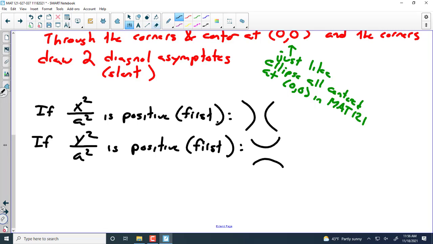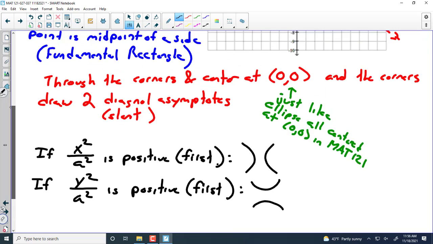The hyperbola either opens left and right, or the hyperbola opens up and down. One of those two things. The way you know which way it opens is by looking at which term came first. If it was the x squared term that came first, it was the positive term, then you're going to open left and right. If the y squared term came first, and it was the positive term, then you're going to open up and down. So which way is this one going to open?